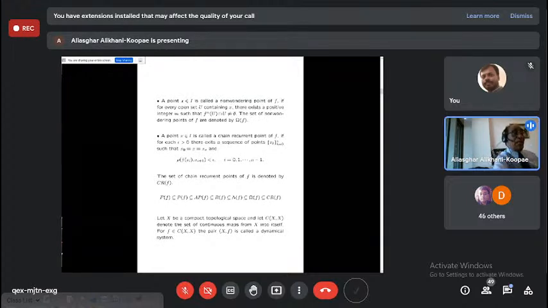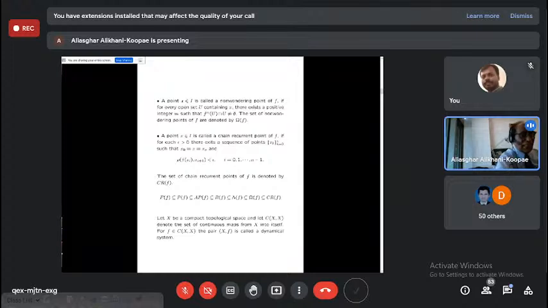Another set that is important is the set of non-wandering points of a function. A point x in I is called a non-wandering point of f if for every open set U containing x, there exists a positive integer m such that f^m(U) intersected with U is not empty. The set of all these non-wandering points of f is denoted by Ω(f). Also, a point is called a chain recurrent point of f if for every epsilon greater than 0, there exists a sequence of points x_k, k from 0 to n, such that x_0 and x_n are x, and the distance from f(x_i) to x_(i+1) is less than epsilon for i from 0 to n minus 1. And of course, the set of chain recurrent points of f is denoted by CR(f).